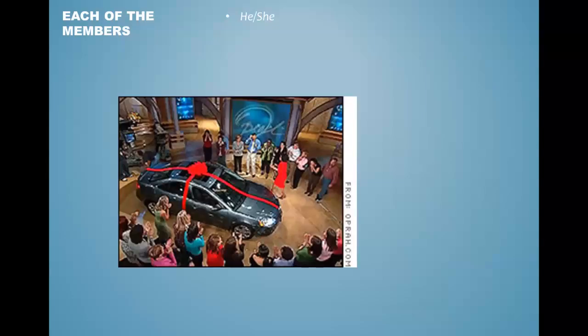Each of the members is another. What subject pronoun could replace that? Again, it's he or she. Even though members is plural, and it might make us think, oh, let's put they. The real noun in this sentence, the head noun, is each, and that's singular. That means one person. So here's an example from a famous TV show that's called Oprah Winfrey. In this example, each of the members of Oprah's audience has received a car. That means each one. One of them is called each. So each of the members has received a car.